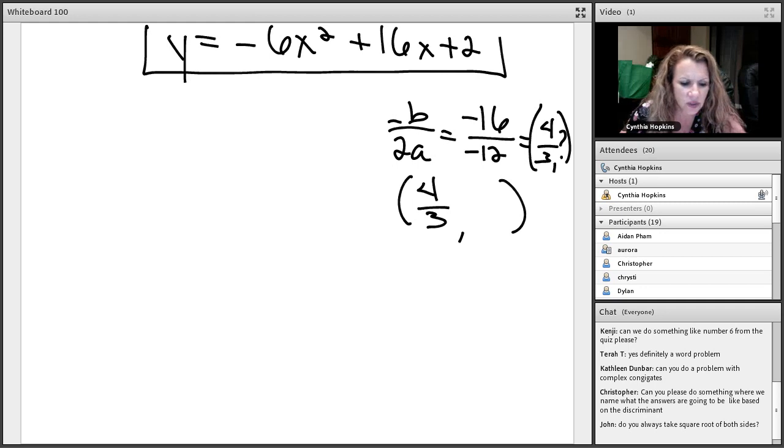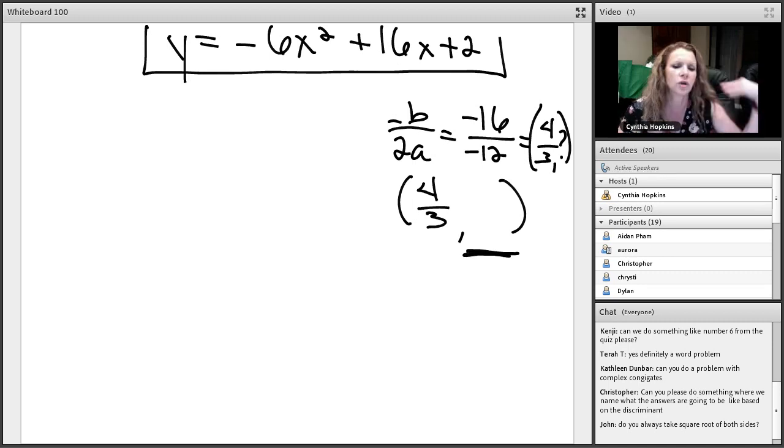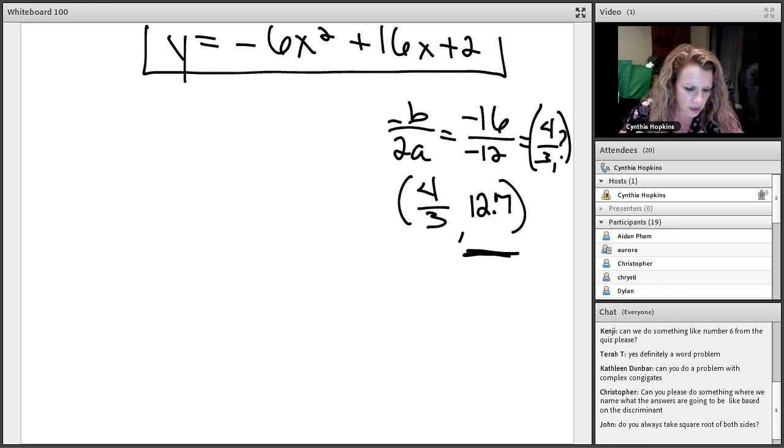And remember, they told us to round to the nearest tenth. By the way, this y that I'm going to get is the maximum height that I'm looking for, because remember, our points were x is time, so this 4/3 means 1 1/3 seconds after the quarterback threw the ball will be at the highest point above the ground, and they told us to round that to the nearest tenth. And so I get 12.7. I believe it's 12.66666, but they asked us to round to the nearest tenth, so 12.7.